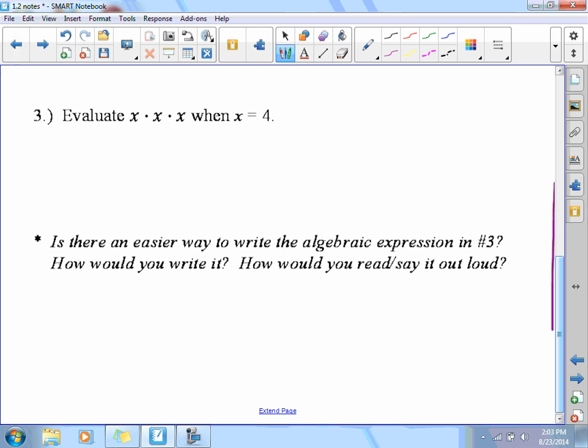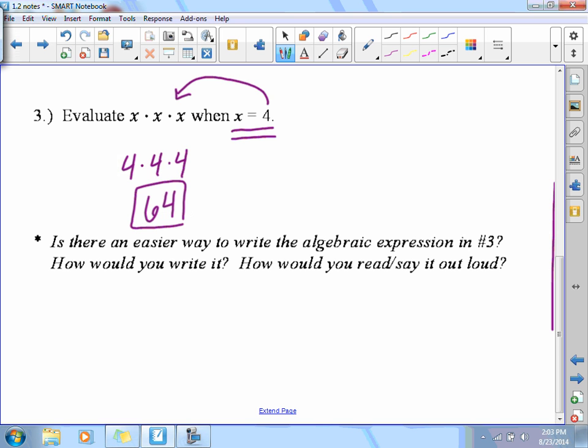Example number 3 says to evaluate x times x times x when x is 4. So what we know from the previous section is that when they tell us the value of the variable, we can substitute that value in for all of the variables. So really, instead of x times x times x, it's 4 times 4 times 4. And then if you multiply all of those together, you can evaluate that to be 64.